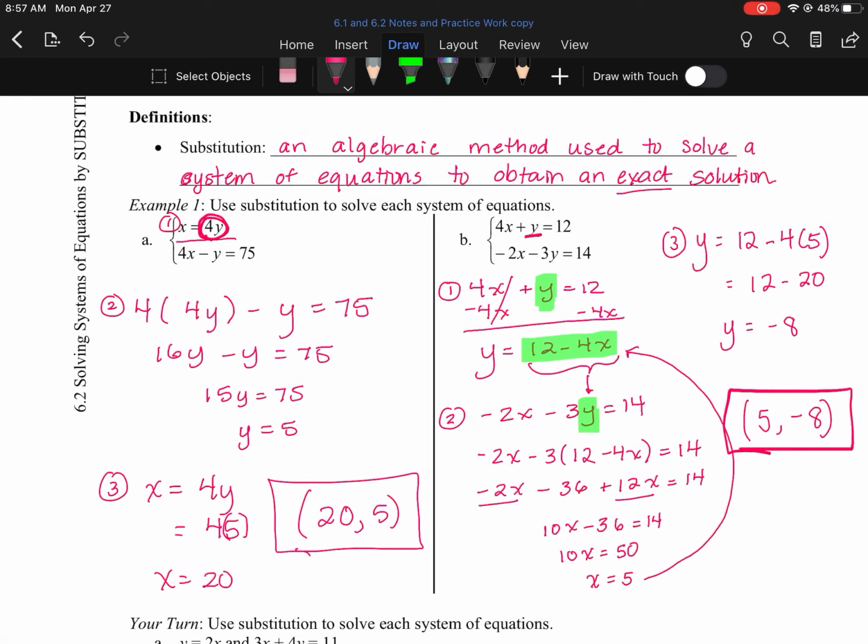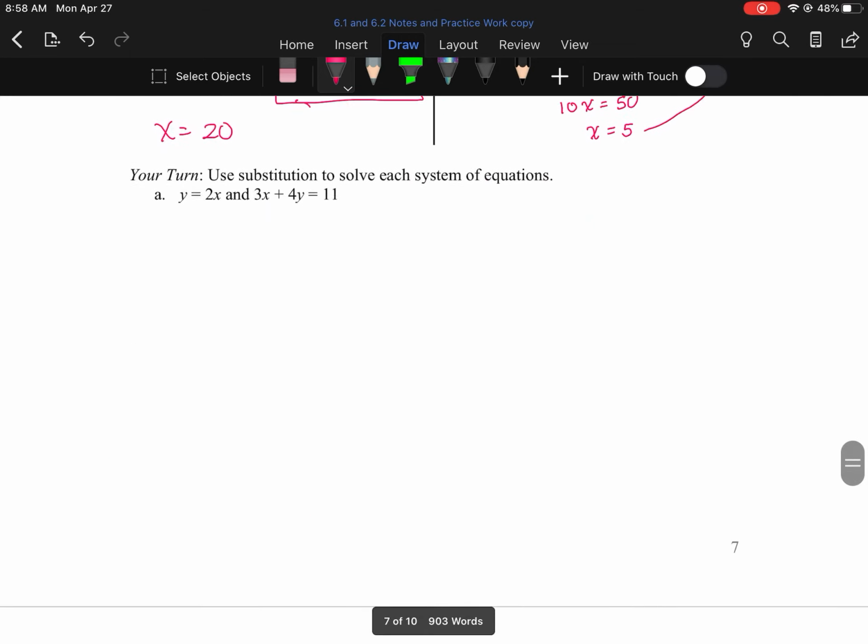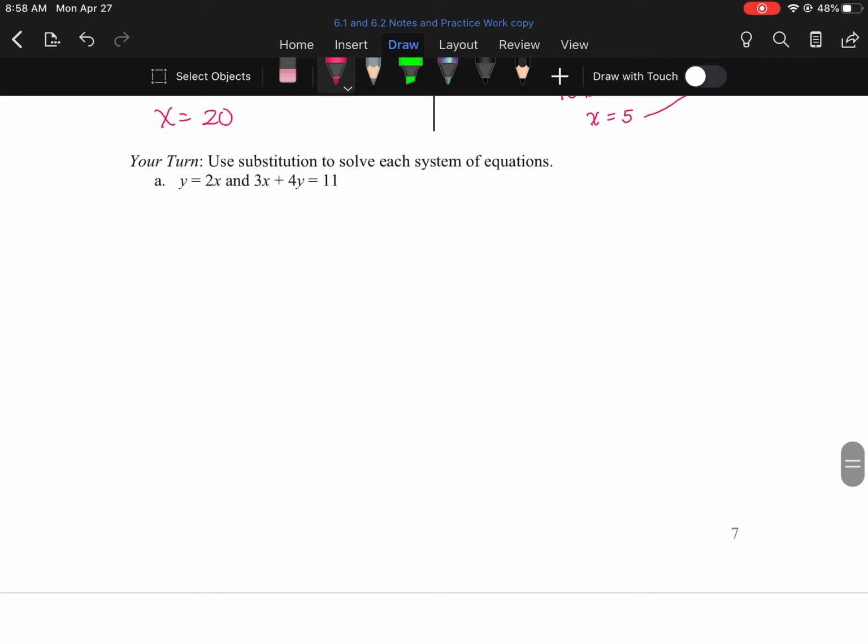Okay, so that's how we solve using substitution. As you go through this today, I want you to think, hey, do I like this better than graphing, or is it about the same, or do I really like graphing better? The better part about this is that we're getting an exact answer every time. I don't have to estimate where it is on my graph, but everybody has their own preferences. So take a moment, try the your turn, and then come back and double check your answer.